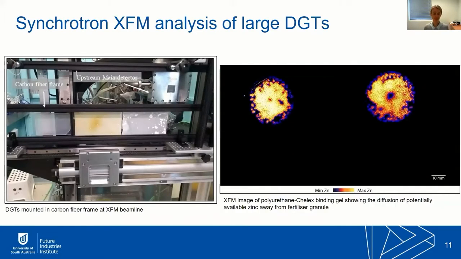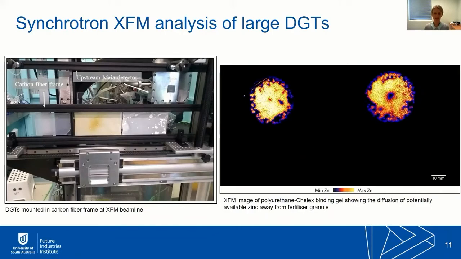This is some results from that experiment. On the left is a picture of 3 different DGT devices mounted on a frame for the XFM. From the left, there's a polyurethane gel. In the middle is a very high acrylamide gel, which you can see by the yellow colour. And finally, a polyacrylamide gel, which you can see the drying properties are not plastic for, because there are quite a number of holes in that gel. So we discounted that gel for subsequent experiments. The best gel we found was this polyurethane gel.